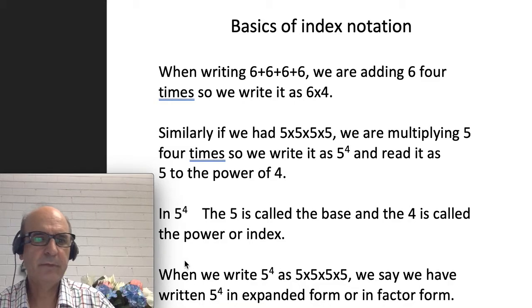Hello. In this lesson, we are looking at the basics of index notation. Consider adding 6 to itself 4 times. So 6 plus 6 plus 6 plus 6. We can show this using the notation of multiplication. So we write it as 6 times 4, because we are adding 6 to itself 4 times.